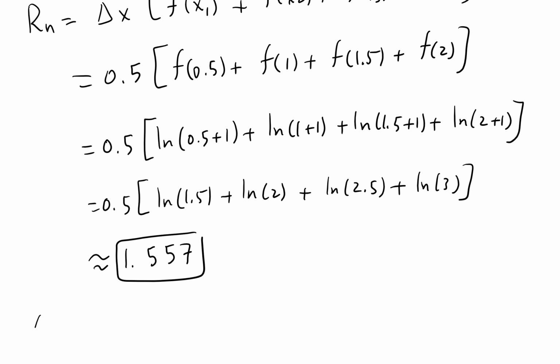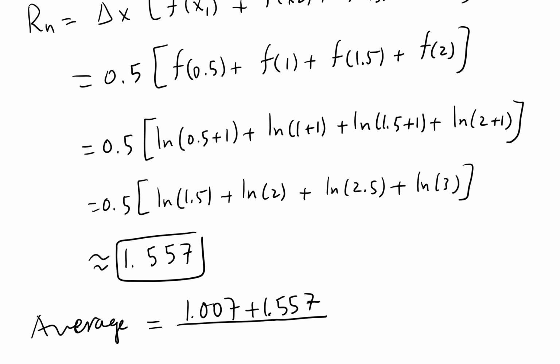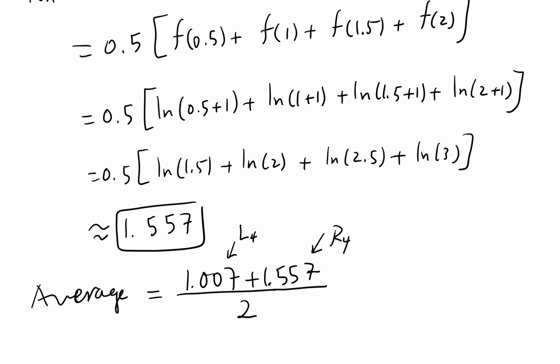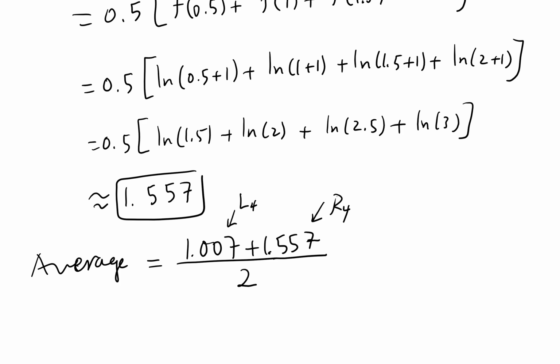Now you average them up. It's 1.007 plus 1.557. This is from the left endpoint, L4. This is the right, R4, divided by 2. That's how we average them. So that gives me 1.282. That's the average.